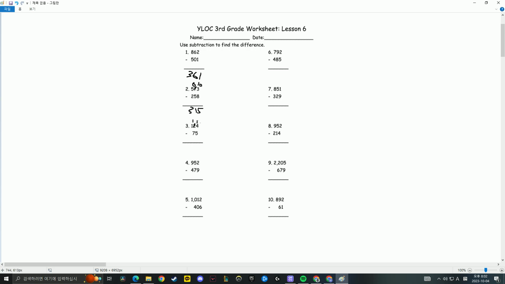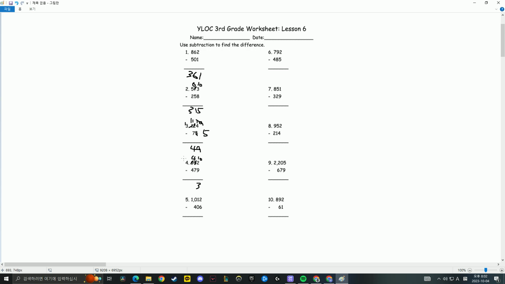Borrow from the 2, make that 10. 10 minus 5 is 5. 5 plus 4 is 9. Borrow from the 1, make that 11. 11 minus 7 is 4. 2 is less than 9, so we can't do that. Let's borrow. That's 10. And then 12 minus 9 is 3.